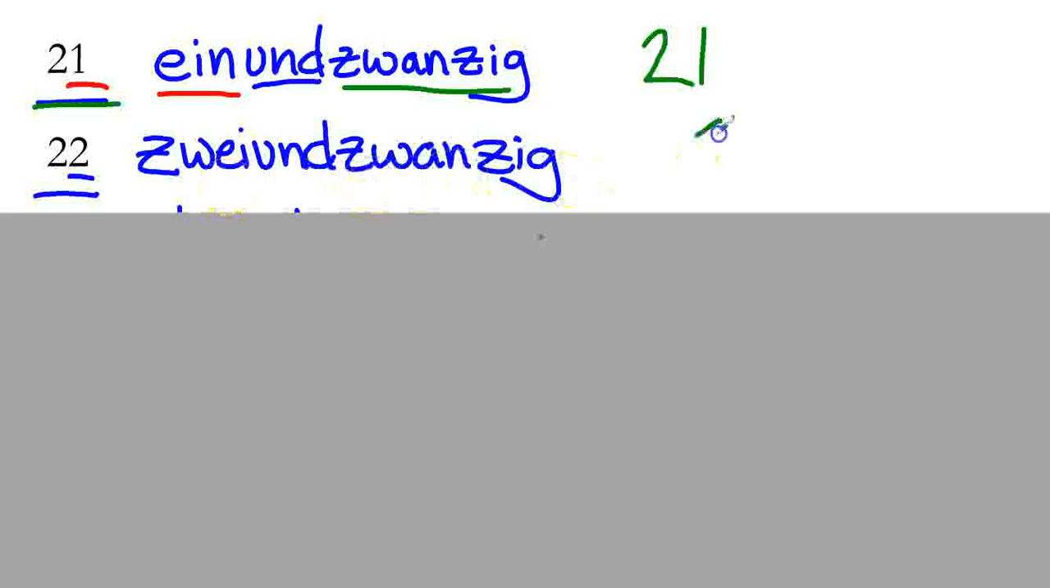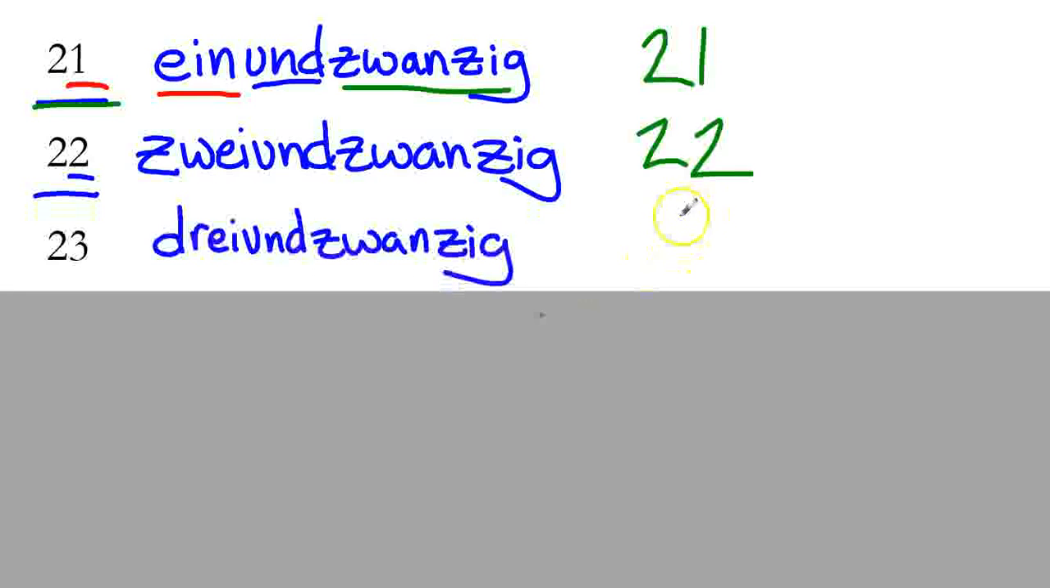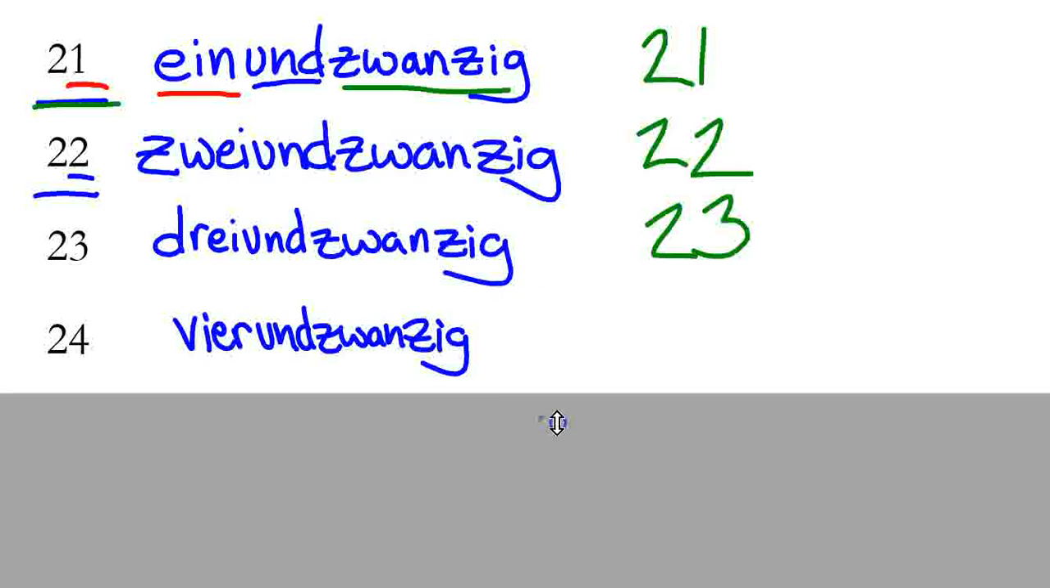22. 2 and 20. 22. What do you think 23 will be? If you said 23, you'd be correct. 3 and 20. 21, 22, 23.